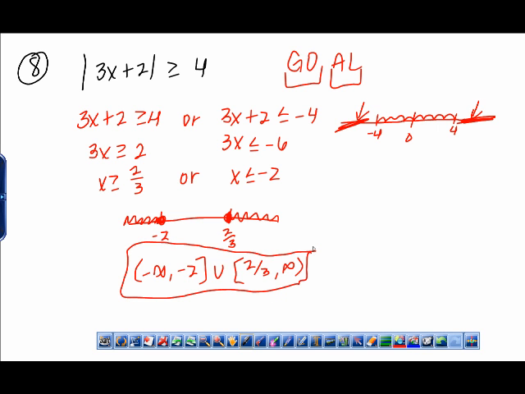And there you go. There's most of the types of inequalities, all the ones that you've learned before. There are other types, but these are the main ones.